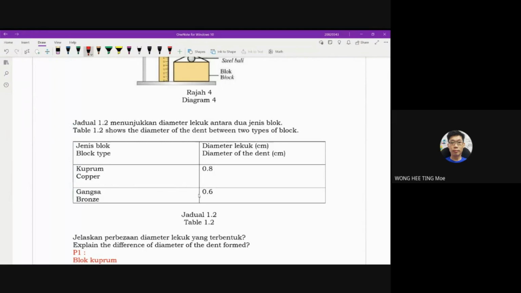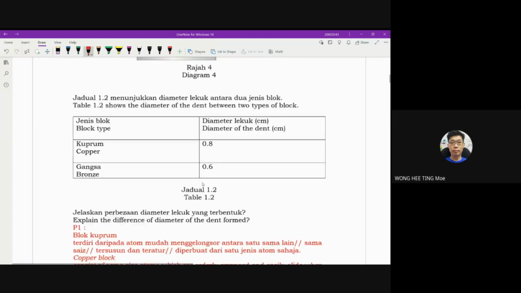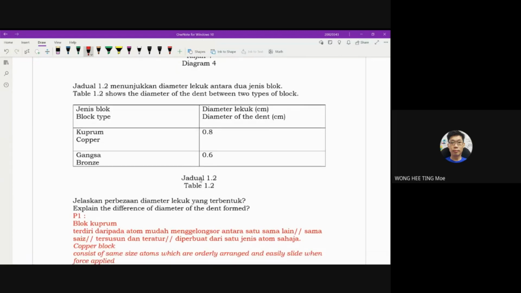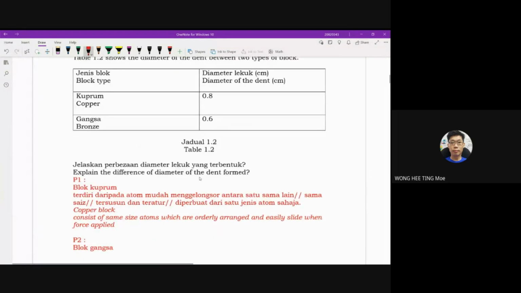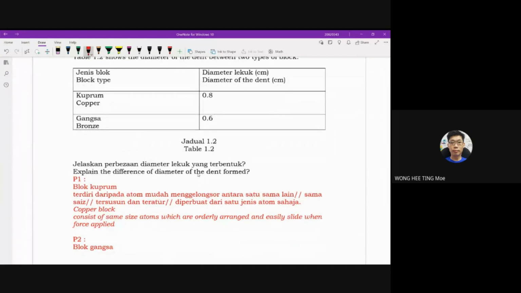So how do we explain this? Let's say point number 1. For the copper block, it consists of atoms of the same size, which are orderly arranged, and layers easily slide when force is applied.